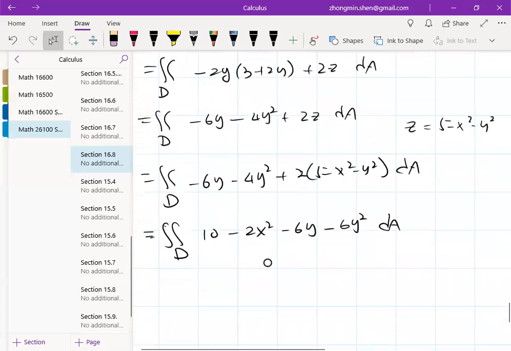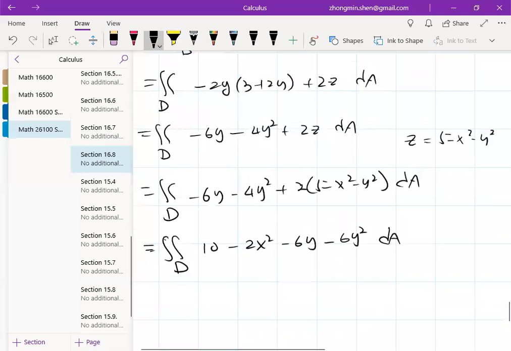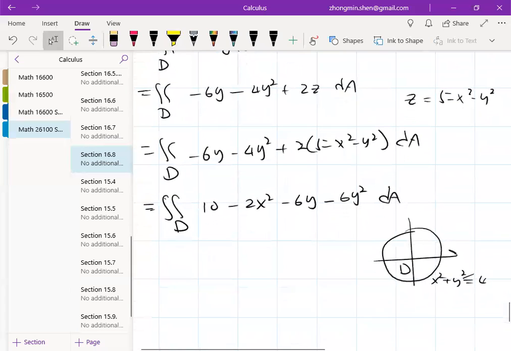So this is a double integral. Oh, I ran out of time. All right, so this is how you directly evaluate this surface integral of the curl of the vector field. Then D is going to be, remember, the disk x squared plus y squared less than or equal to 4, right? So you can use polar coordinates to evaluate this double integral.